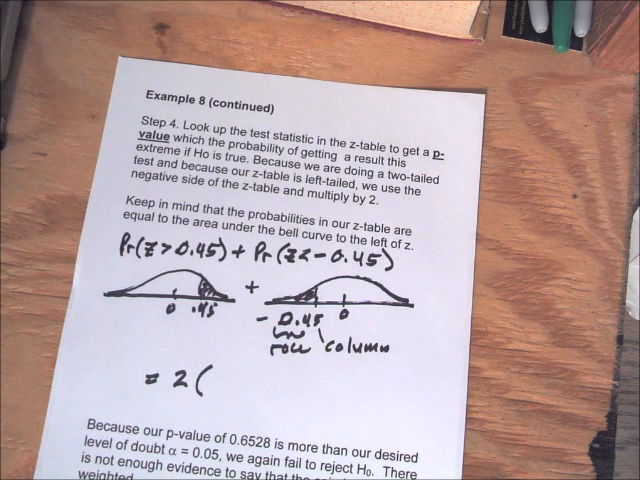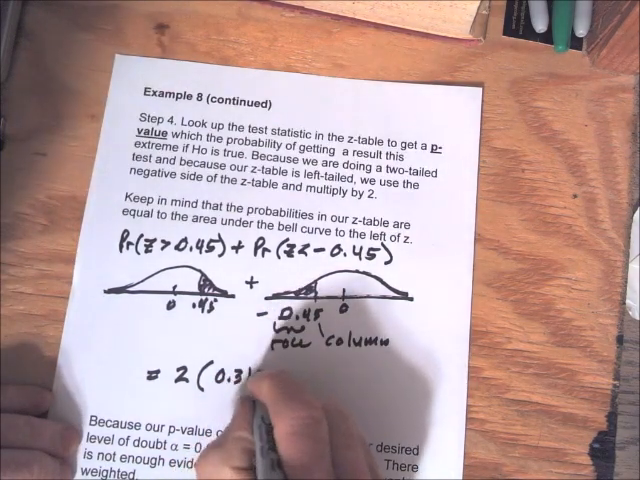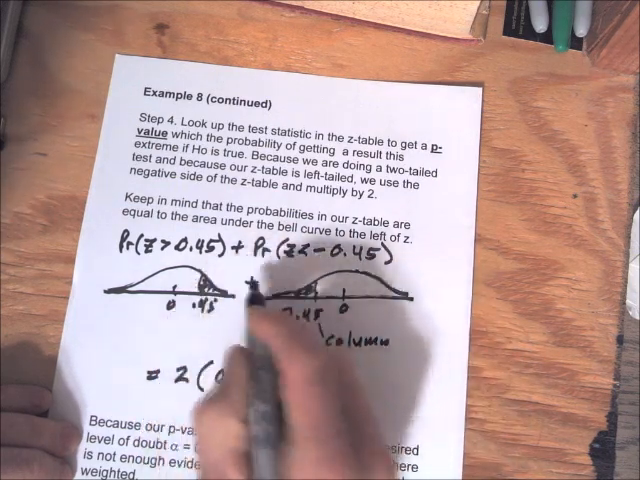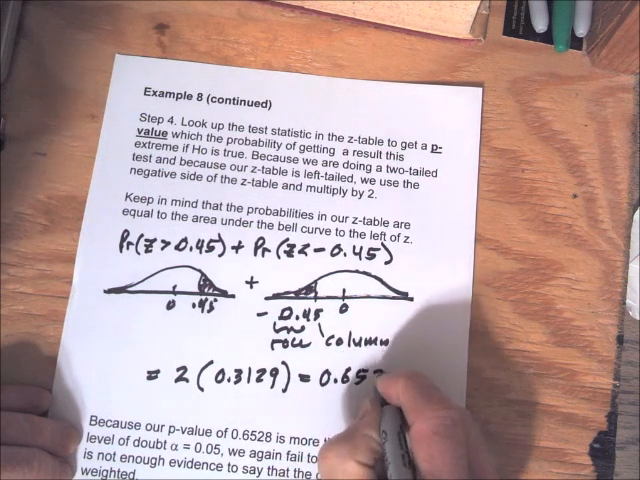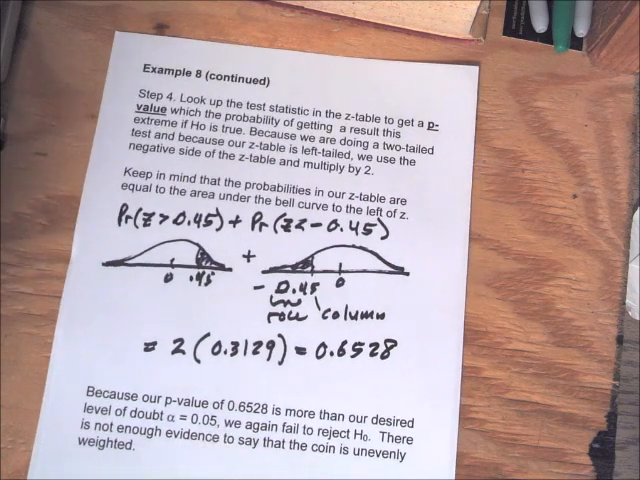We get 0.3129, and then multiply that by 2, because we want to include both tails here. So it's 0.6528. That's our p-value, and it's more than our level of significance. Alpha is 0.05, so we fail to reject H naught. There's not enough evidence to say the coin is unevenly weighted. And that concludes this presentation.